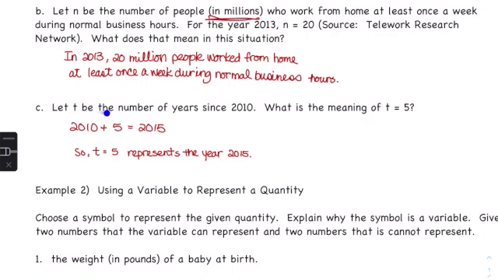Letter C, let T be the number of years since 2010. What does it mean when T equals 5? When you have that as your base, you add 5 more to it, which gets you to 2015. So T equals 5 represents the year 2015. And we're going to use that idea a lot too.